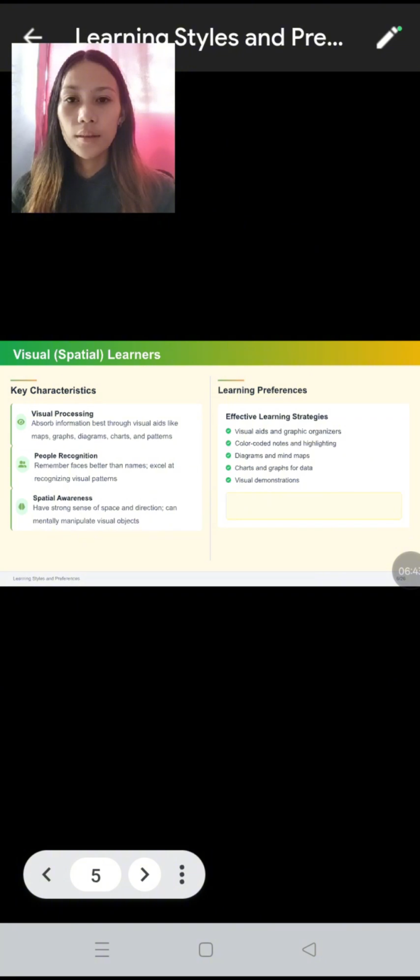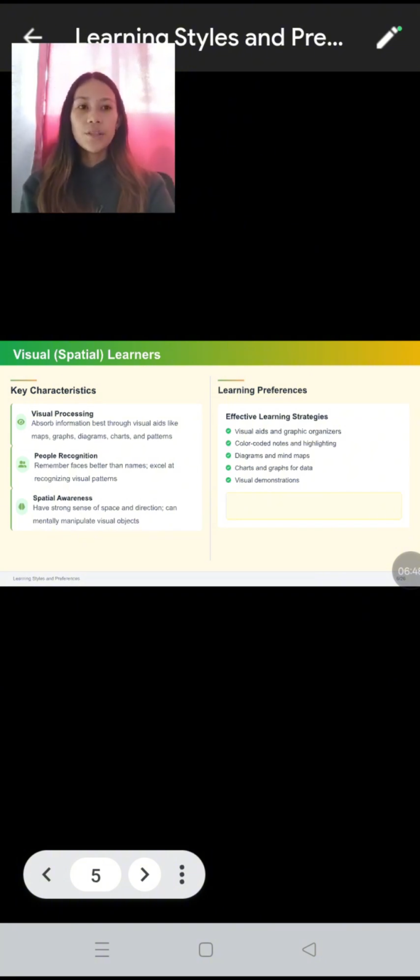So first is visual spatial learners. These are people who learn best when they can see the information. So, the characteristics of visual learners: these are the spatial things that visual learners are naturally good at.